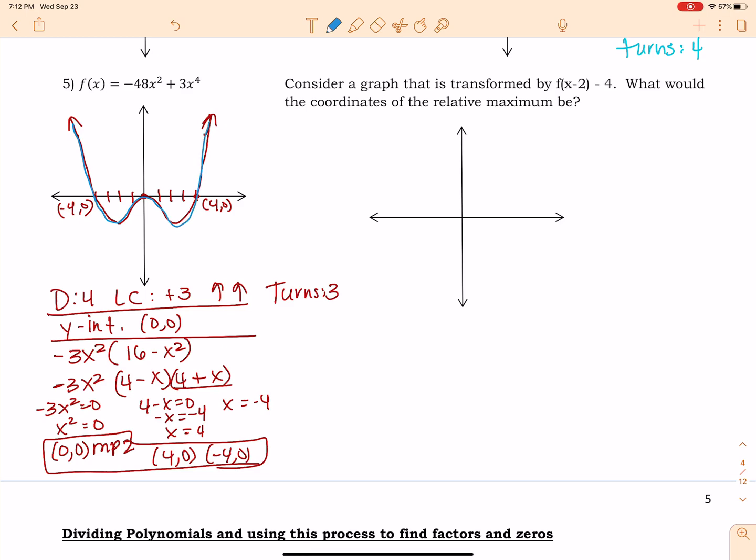Yay! All right. Okay, this last one, consider a graph that is transformed by f of x minus 2 minus 4. What would the coordinates of the relative maximum be? Okay, this is a little weird, all right? This problem is a little odd, but don't worry about it. Just bear with me here. So if I've got an ordered pair at (2, 5), oh, that's what's wrong with this problem. I didn't have a graph on here. I forgot about that. I just forgot to give you a graph.